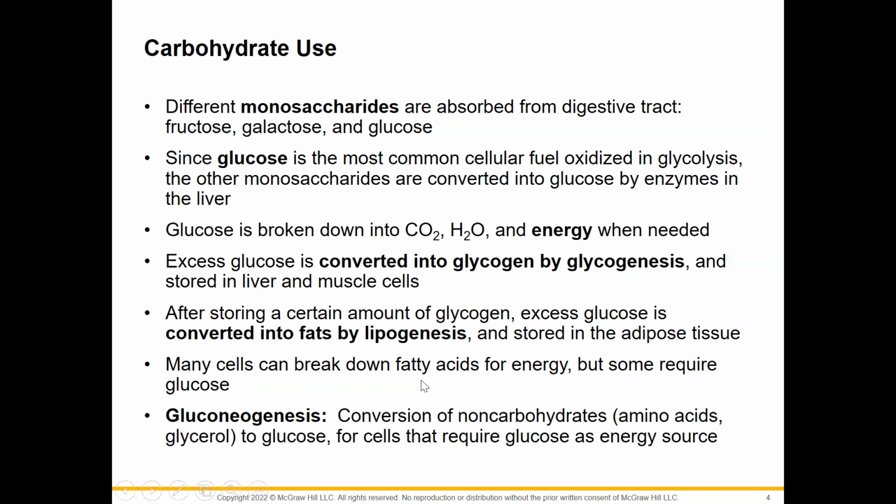Many cells can break down fatty acids for energy, but some of them require glucose. All right. So not all cells in your body can use fat or be able to break fat down to use as energy. Some of them can only use glucose. For the vast majority of the other cells, after you use your glucose that's more readily available, your body can start to tap into the fat stores that you have. So that can be abdominal fat, the fat around your muscles, the fat around your organs. It can use that for energy.